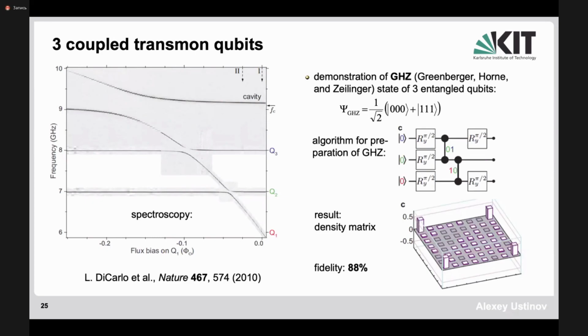so-called GHZ, Greenberger-Horne-Zeilinger state of 3 entangled qubits, described by this formula. This is the eigenstate consisting of 0, 0, 0 and 1, 1, 1 states. And this was prepared using the algorithm of rotations around the y-axis and the corresponding 2-qubit gates between qubits.